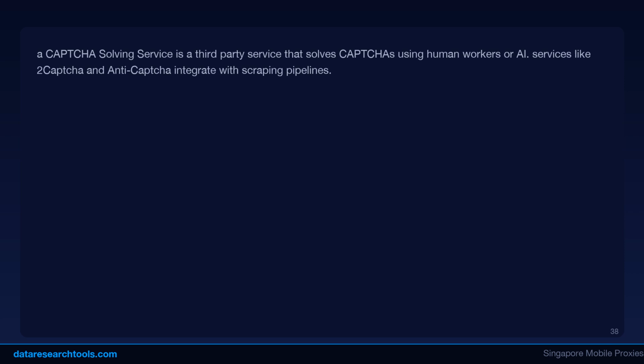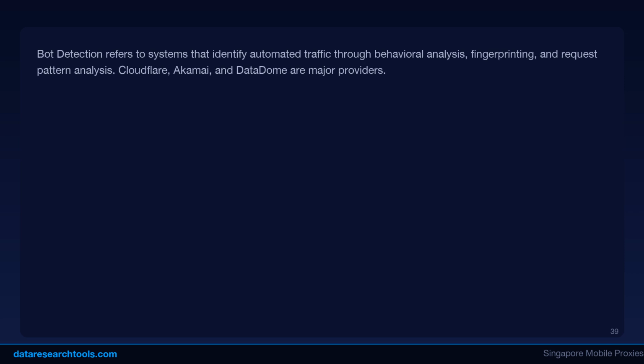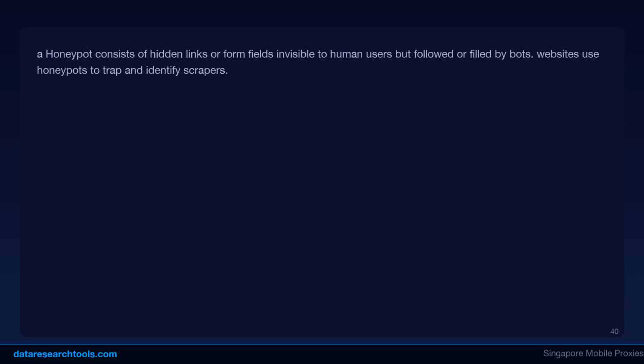Bot detection refers to systems that identify automated traffic through behavioral analysis, fingerprinting, and request pattern analysis. Cloudflare, Akamai, and DataDome are major providers. A honeypot consists of hidden links or form fields invisible to human users but followed or filled by bots. Websites use honeypots to trap and identify scrapers.